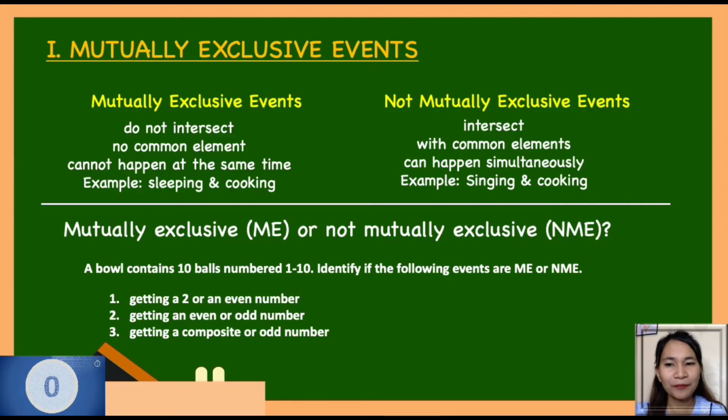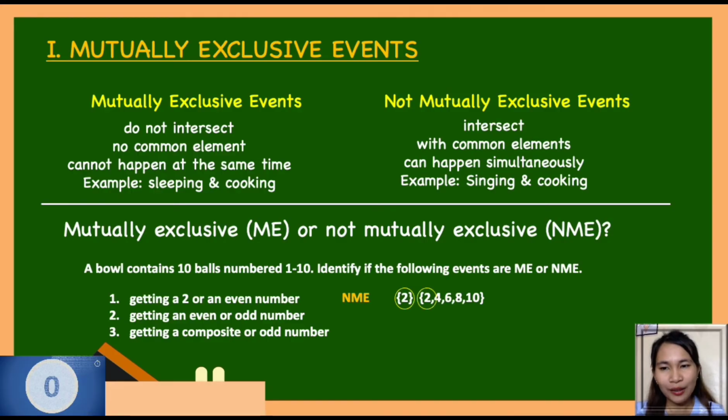Okay, time's up. So for number 1, these events are not mutually exclusive events. Why? Because if we identify the outcome for getting a 2, we have 2. And for getting an even number, the possible outcomes are 2, 4, 6, 8, and 10. Notice that they have a common element, which is 2. That makes them not mutually exclusive. That means they have an intersection.